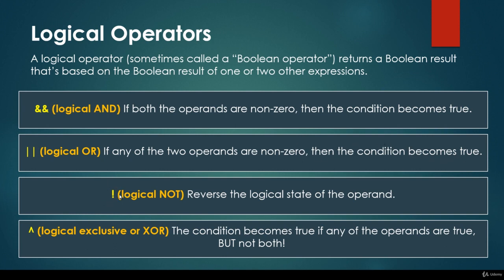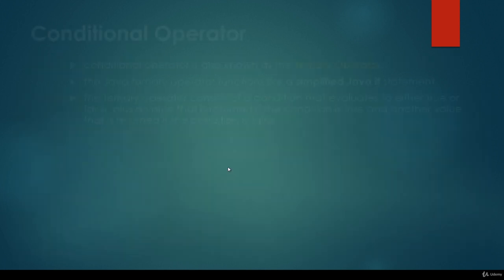We have the exclamation mark, which is the logical NOT. That's going to reverse the logical state of the operand. And we have this operator, which is the exclusive OR, so the XOR operation. The condition becomes true if any of the operands are true, but not both of them. Okay, so we are going to talk a lot more about logical operators.